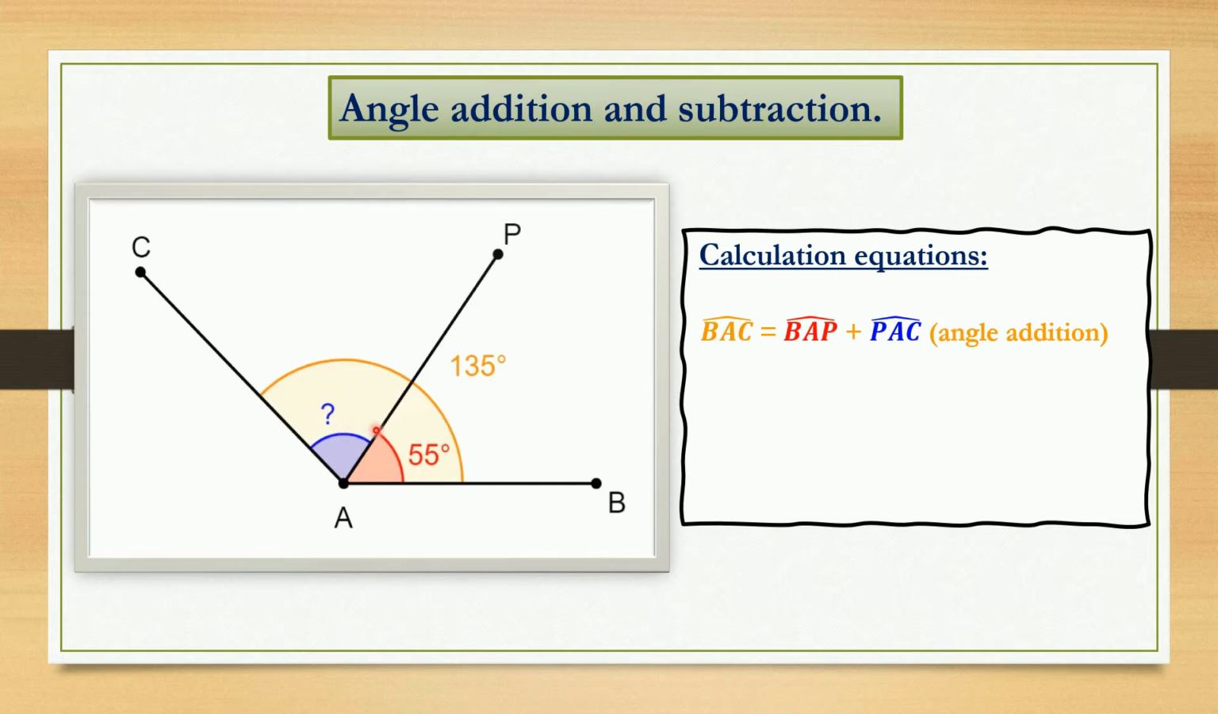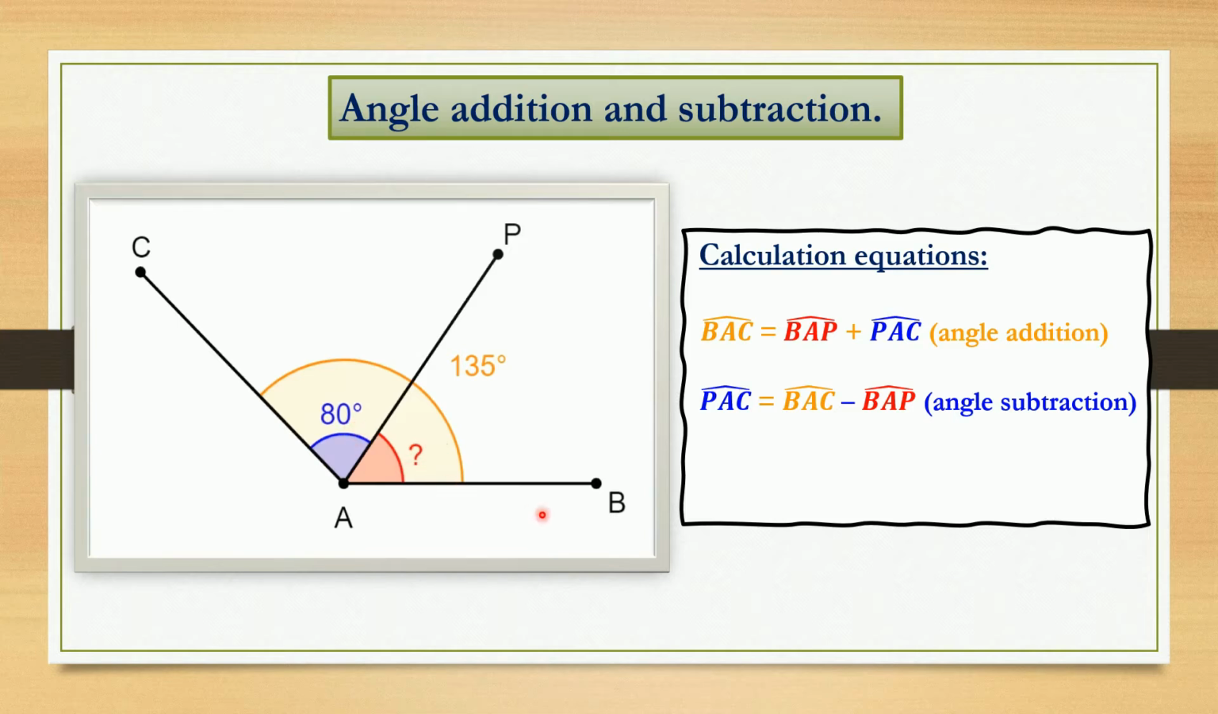Now, if they are asking us to calculate angle PAC given the measurement of BAP and the measurement of BAC, BAP is in fact a part of a whole. So to find a part, what remains, we use subtraction. So PAC is equal to BAC minus BAP, 135 degrees minus 55 degrees, and the answer is 80 degrees.